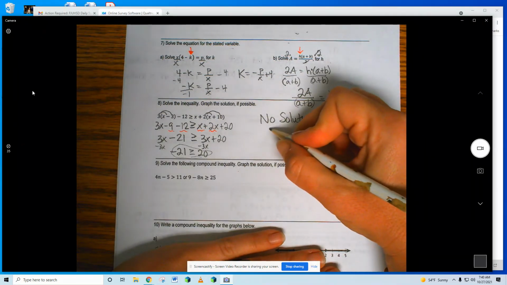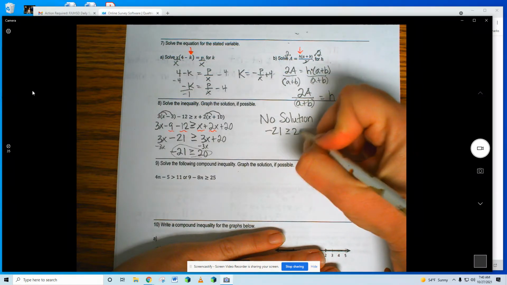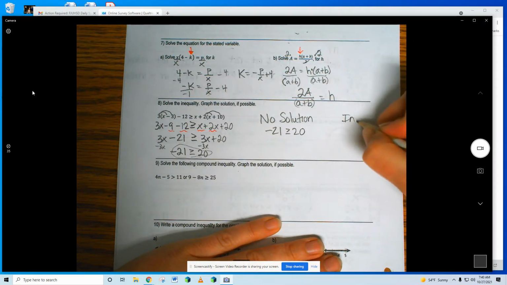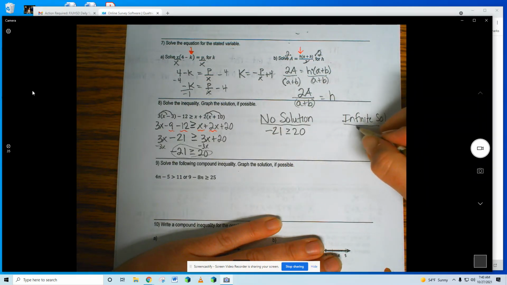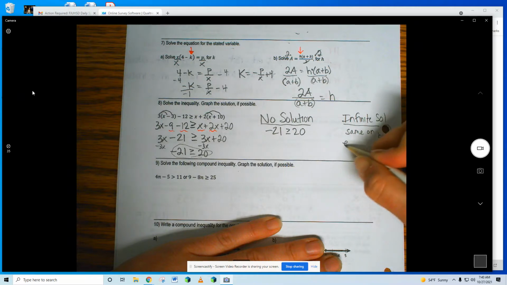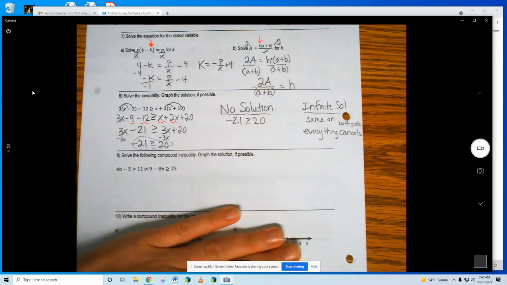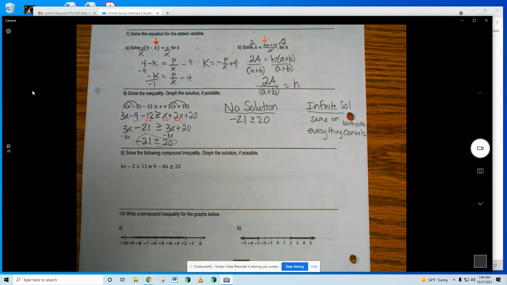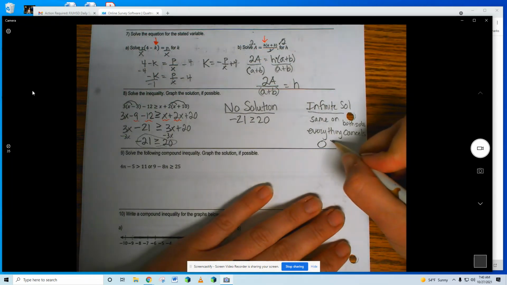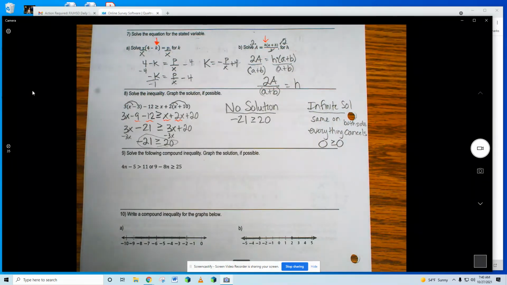So that's like, negative 21 is greater than or equal to 20. Infinite solutions would be if everything canceled. So it would be like the same on both sides. Everything cancels. Every number, every variable cancels. Sorry. Like 0 is less than or equal to 0. I don't know. I just don't have anything left. I don't have any numbers.